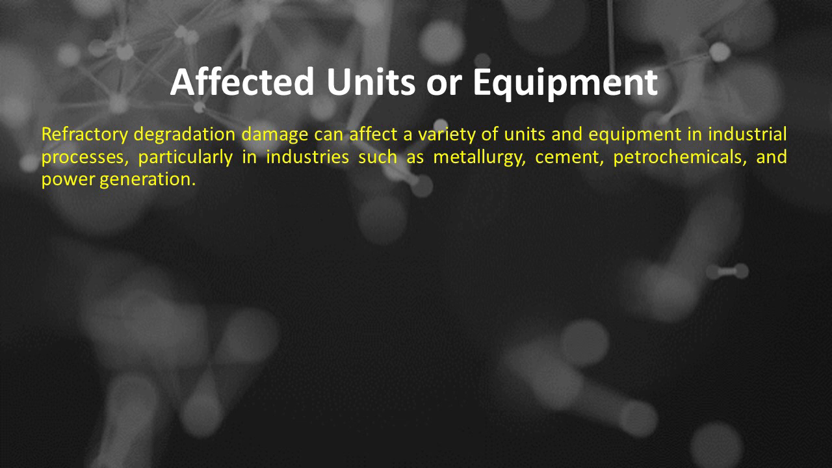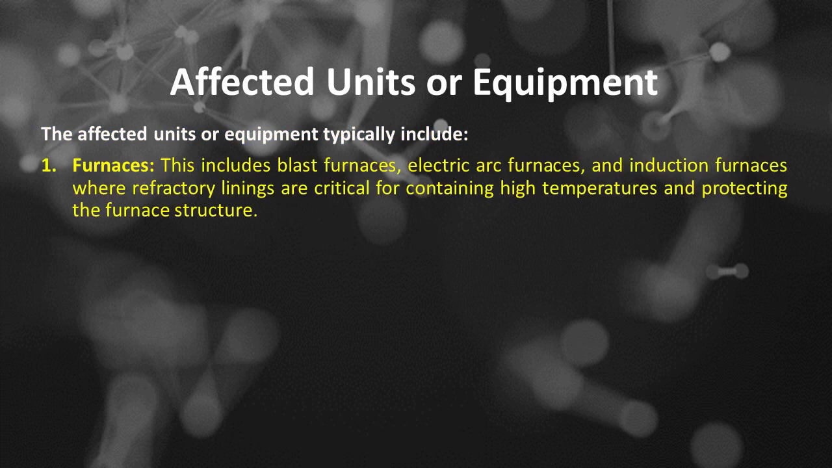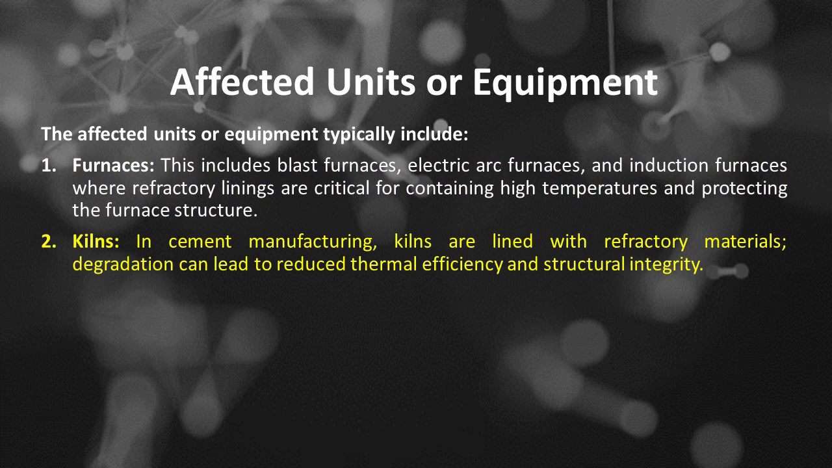Refractory degradation damage can affect a variety of units and equipment in industrial processes, particularly in industries such as metallurgy, cement, petrochemicals, and power generation. The affected units or equipment typically include: Number 1 is furnaces. This includes blast furnaces, electric arc furnaces, and induction furnaces where refractory linings are critical for containing high temperatures and protecting the furnace structure. Number 2 is kilns.